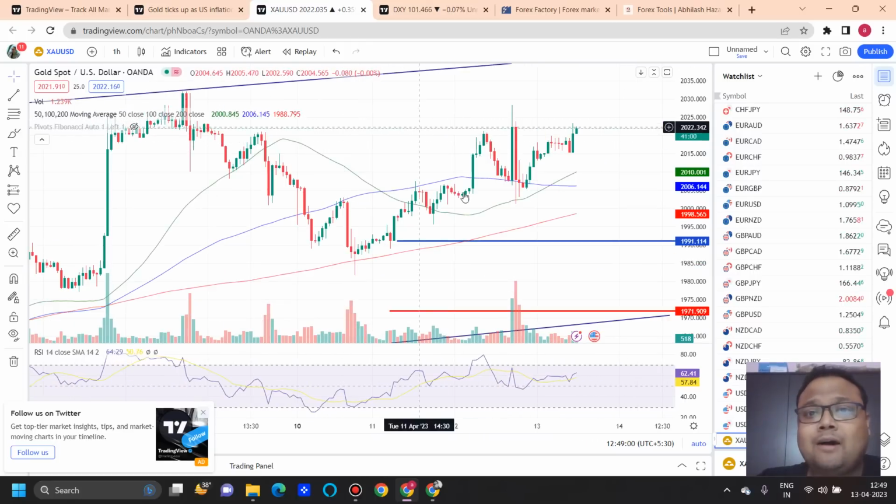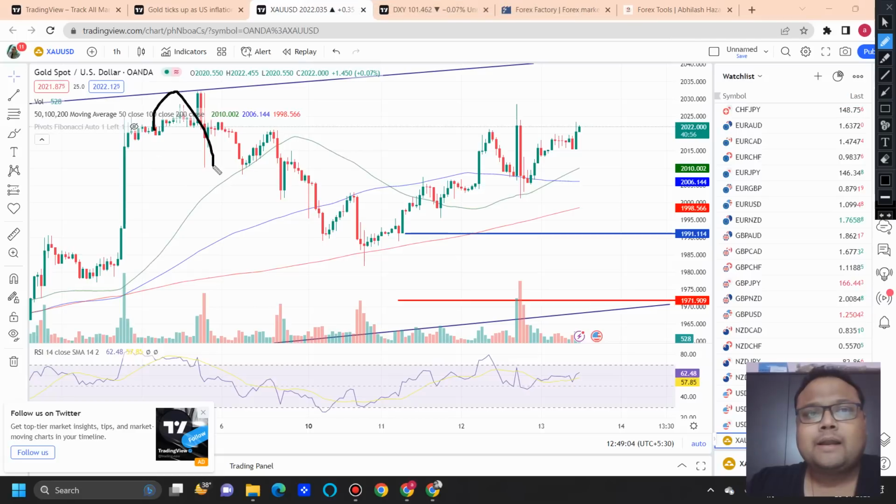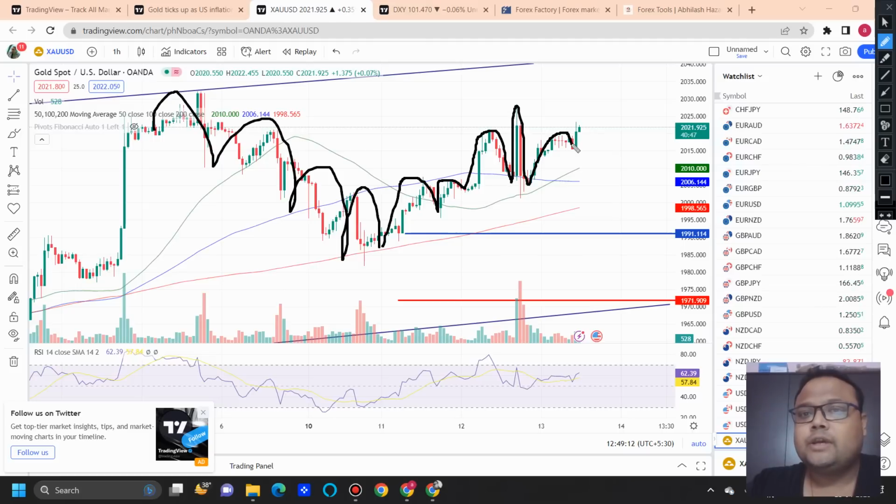Right now I'm in the hourly time frame. On the hourly time frame, you can see that the market was forming lower lows and lower highs. But right now the structure has changed. As a result, there is a possibility that the market will be heading higher again. And as I said, both fundamentally and technically gold is bullish right now, so taking a buy at retracement is always the best trading strategy.